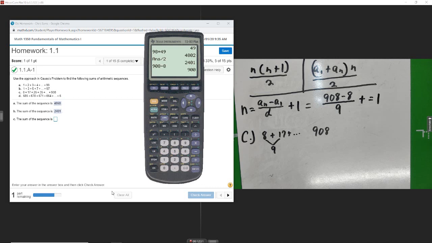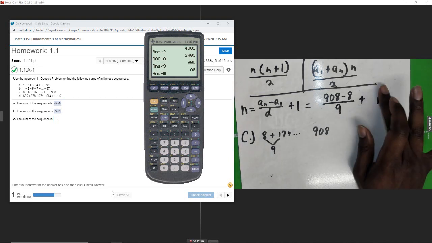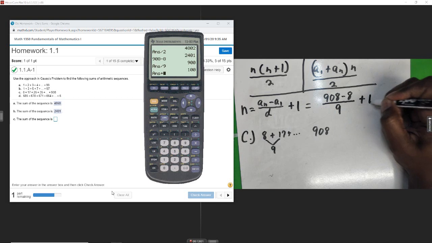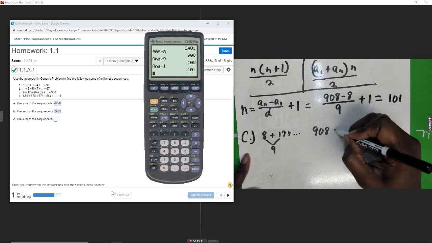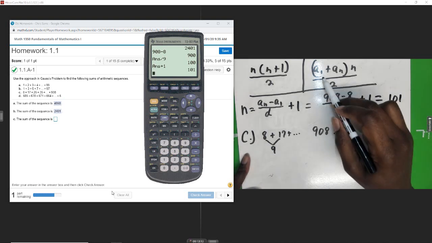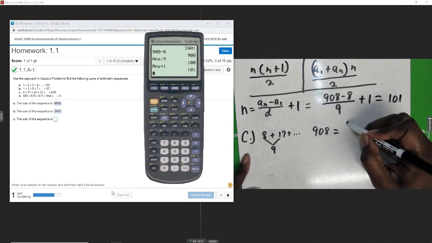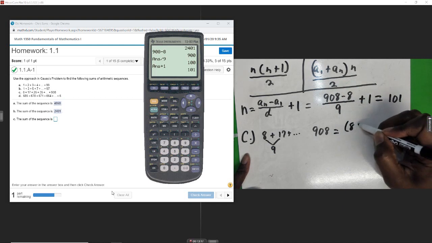It gives me 900. Divide by 9 gives me 100. Add the 1. Plus 1 equals 101. Okay, so we have 101 terms. So if I want to figure out what this sum equals, it would be the first plus the last, so 8 plus 908.